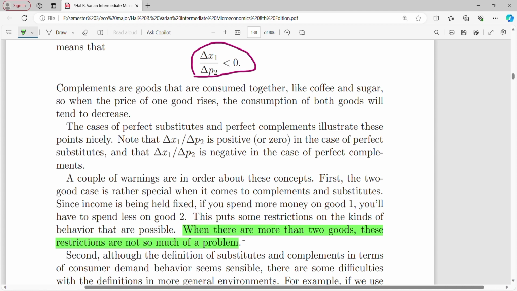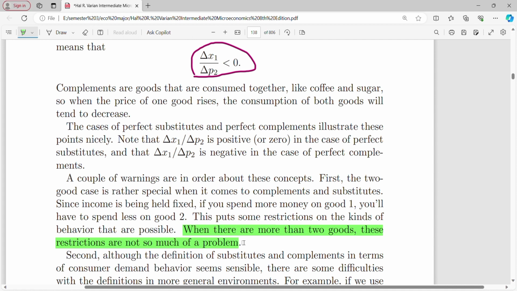The two-good case is rather special when it comes to complements and substitutes. Since income is being held fixed, if you spend more money on good 1, you'll have to spend less on good 2. This puts some restrictions on the kinds of behavior that are possible. When there are more than two goods, these restrictions are not such a problem. Second, the definition of substitutes and complements in terms of consumer demand behavior seems sensible, but there are some difficulties with the definition in more general environments. For example, if we use the above definitions in a situation involving more than two goods, it is perfectly possible that good 1 may be a substitute for good 3, but good 3 may be a complement for good 1, because of this peculiar feature.